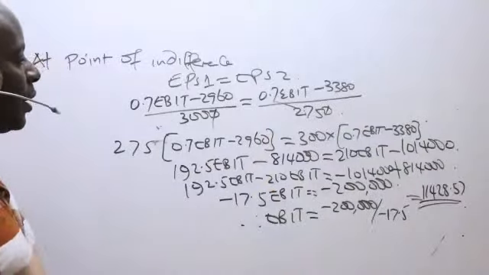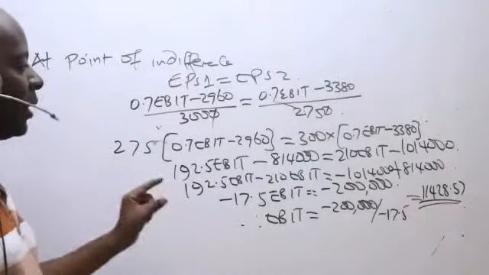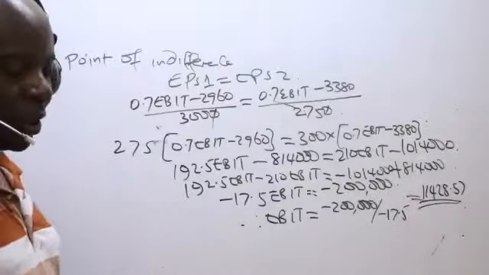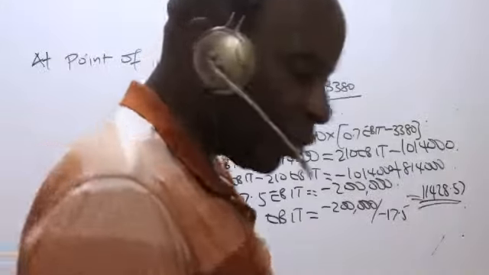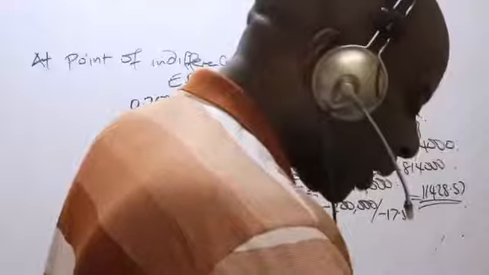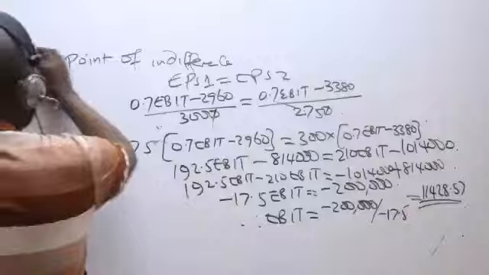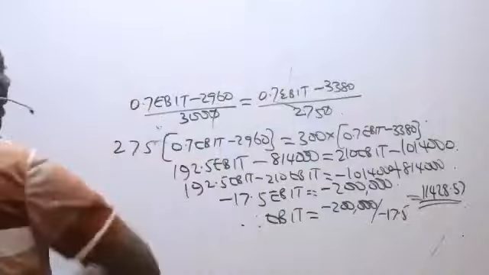Now, having gotten this part one, this is your EBIT at the point of indifference. How about EPS? You can see number 2, Roman 2, they want EPS. Already we have the EPS equation.